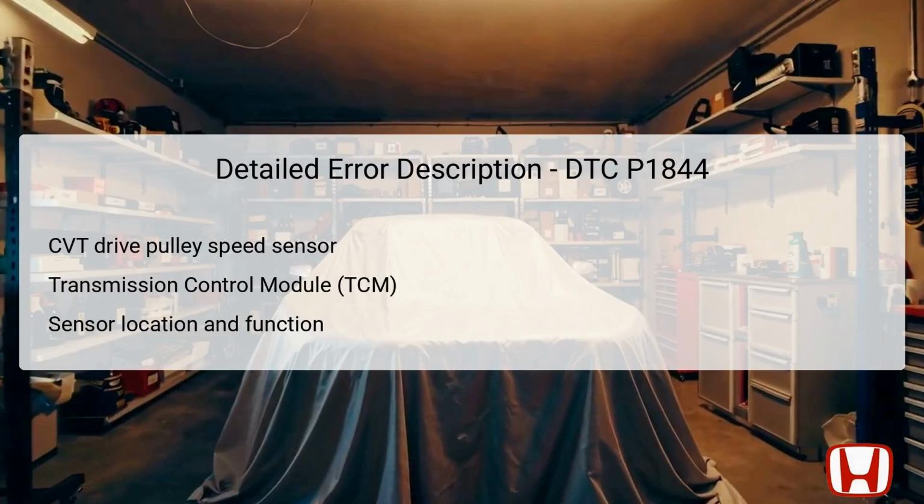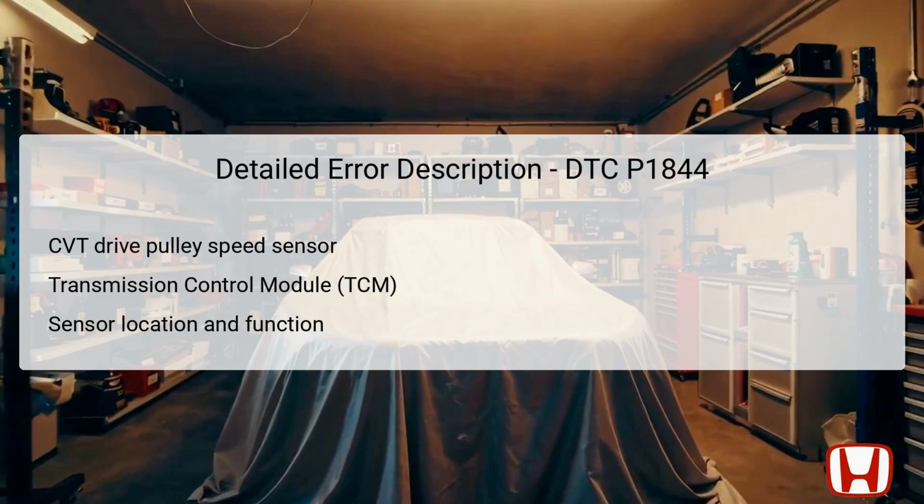The CVT drive pulley speed sensor is positioned on the CVT unit, playing a pivotal role in measuring the rotational speed of the drive pulley. This sensor sends voltage signals to the Transmission Control Module, TCM, which interprets these signals to manage the drivetrain's performance. The TCM is crucial for communication between the engine and the transmission, influencing gear shifts and power delivery.